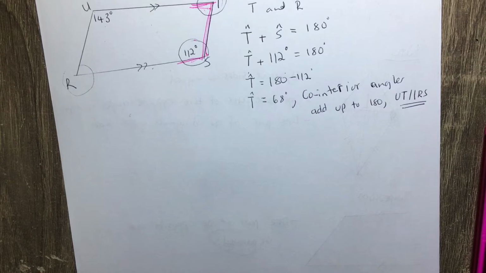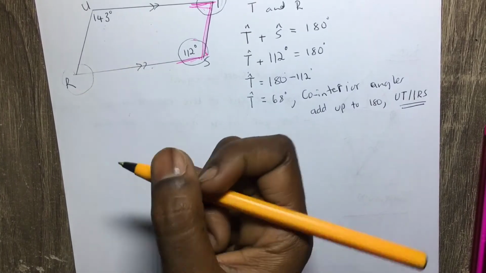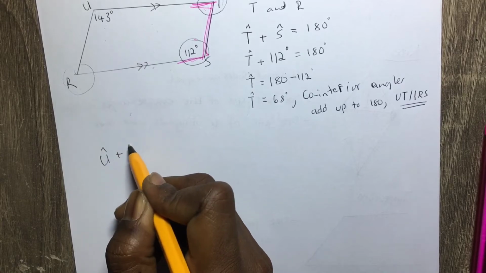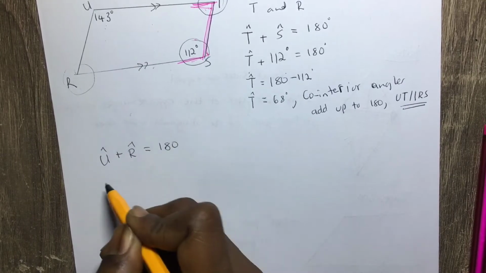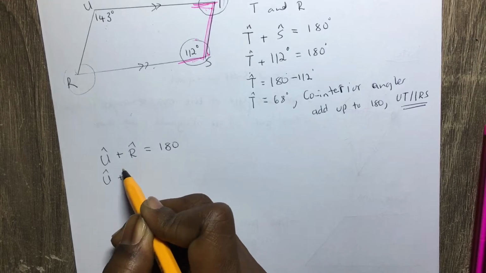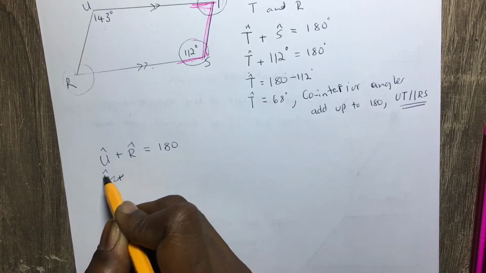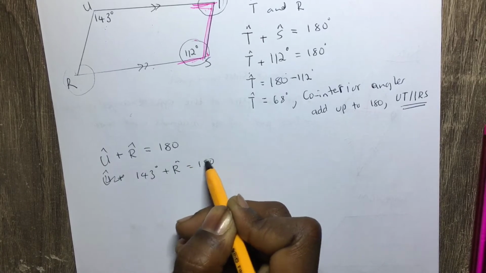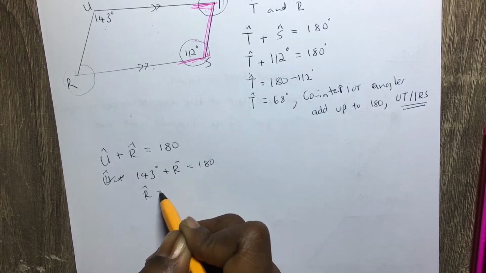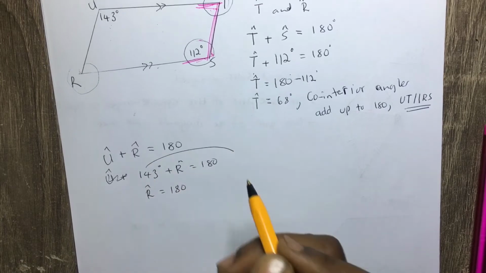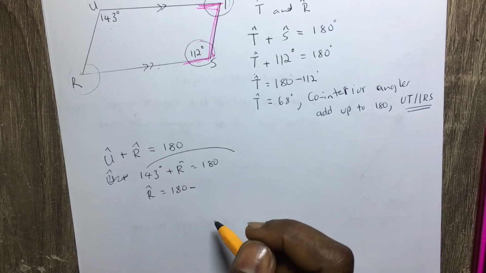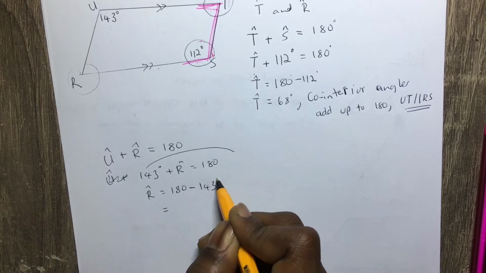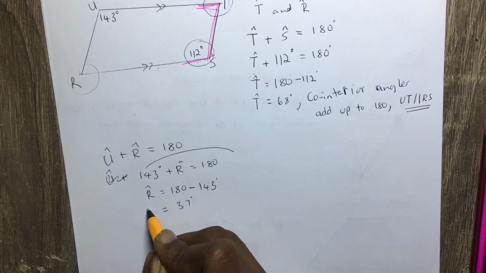The same applies on this side. We're going to use co-interior angles. So angle U plus angle R must add up to 180. Angle U is given, it's 143 degrees, plus angle R equals 180. When 143 goes to the other side, it changes sign. 180 minus 143, you can press that on a calculator, gives 37.